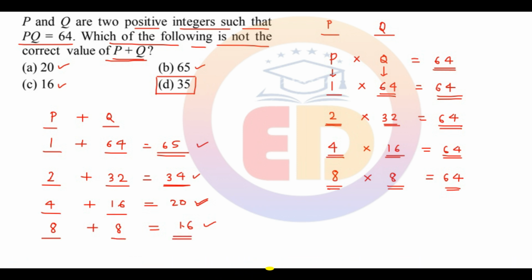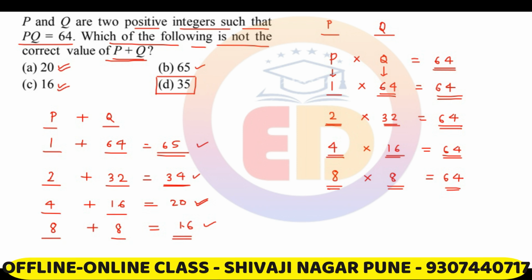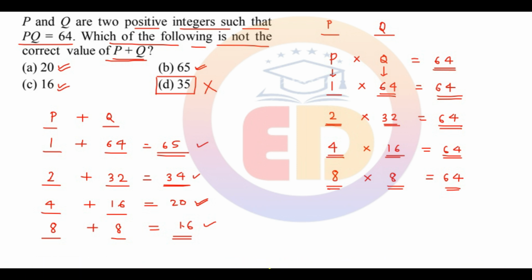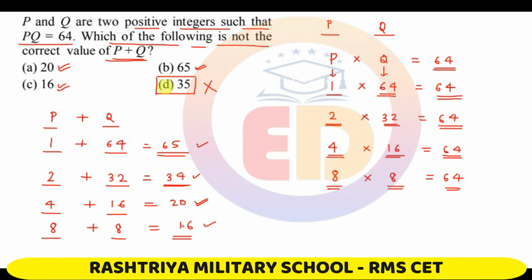So we see that 20 is possible, 16 is possible, 65 is possible, but 35 cannot be the sum of p plus q, and that will be our answer here. Option number D.